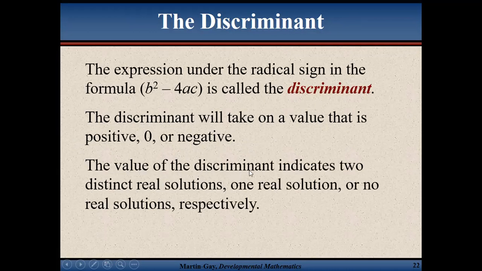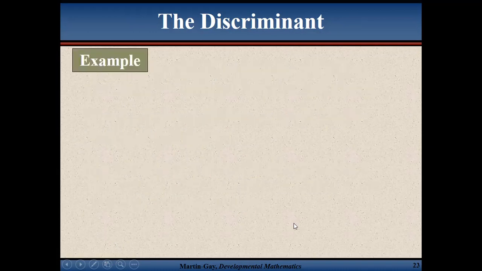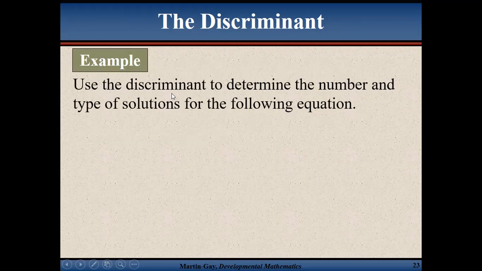The value of the discriminant indicates two distinct real solutions, one real solution or no real solution respectively. If b square minus 4ac is less than 0, this means the equation contains no real solution. No real number will satisfy the given equation. How will you find out? Use the discriminant to determine the number and the type of solution of the following equation.